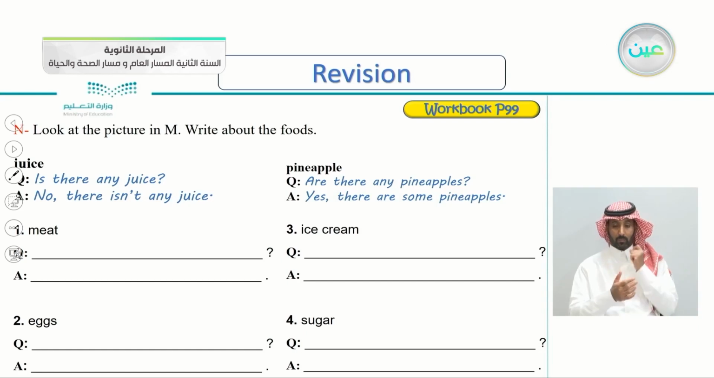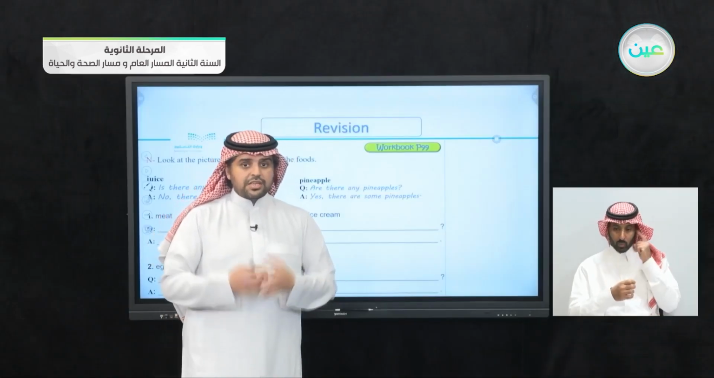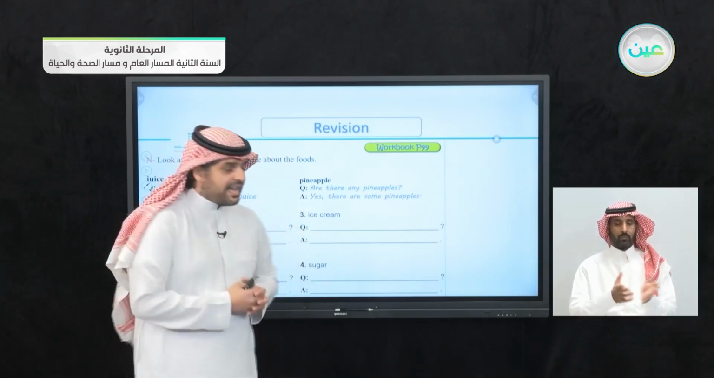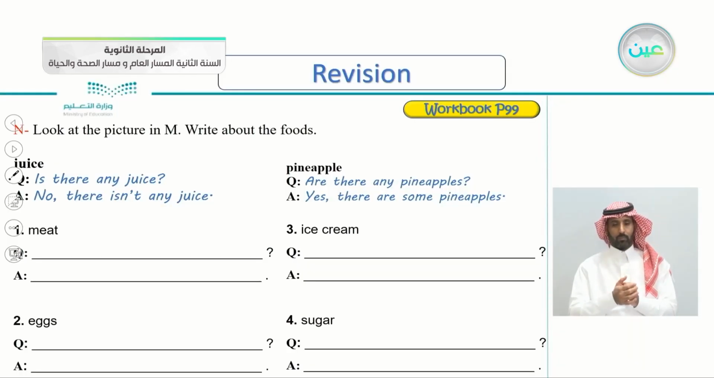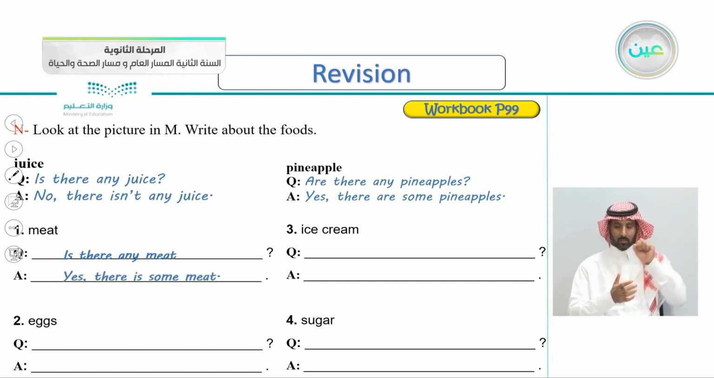So now I think you got the hang of it. You know what you need to do in this question. So let's answer them together. Number 1, meat. So how do we ask about meat? Yes, is there any meat? Any non-count, we say is as if it's singular. Is there any meat? Whether you say yes or no. Yes, there is some meat. If it's no, no, there isn't any meat.